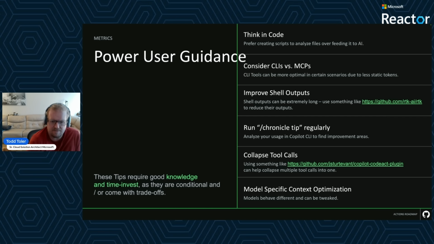The last one is model-specific context optimization. So this would be only for power users for the most part, with thousands of agents. It's not recommended due to the rapid model changes, but it is something that power users can get into and start thinking about.